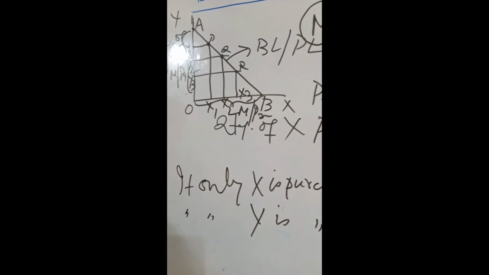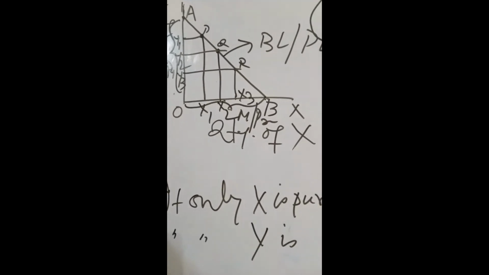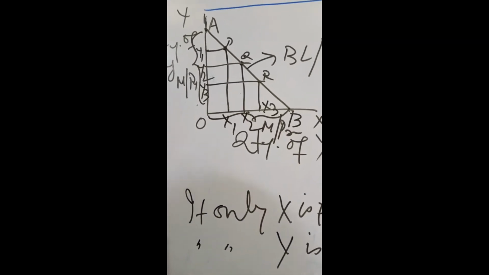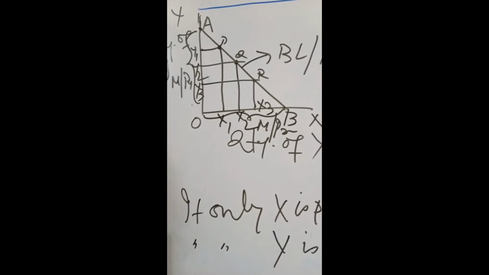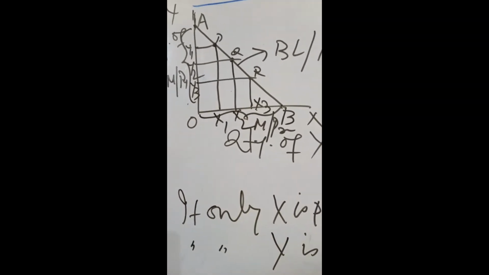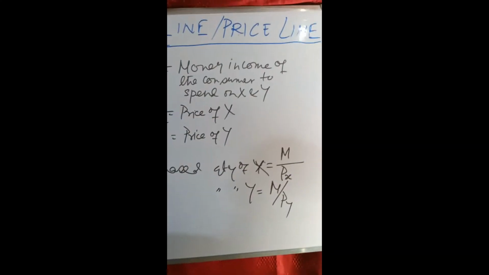Now, slope of the budget line is a very important aspect. Let us understand what slope of a budget line or a price line means. What is the significance of the slope of the budget line or price line? So I am erasing this part.